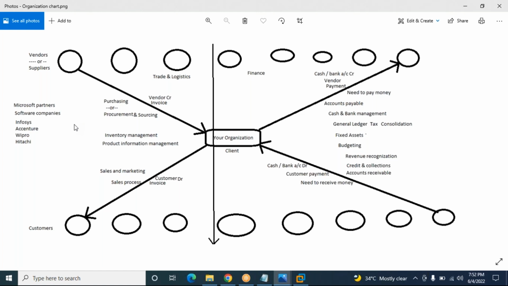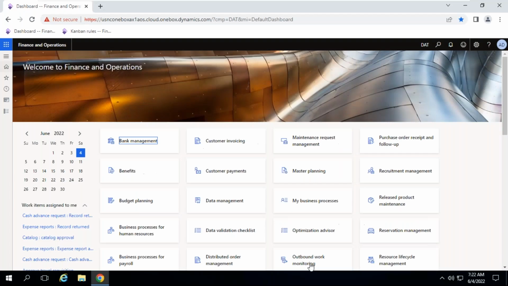But there is a difference. These companies are called Infosys or Accenture, Wipro, wherever you are going to work. This is called Microsoft partners or software companies. And wherever you are going to implement this application, that client, that organization, is called the client. They have vendors and suppliers. So I will explain every topic pictorially like this, and I will show you in the system. This is the company name, the legal entity. Give me a minute.